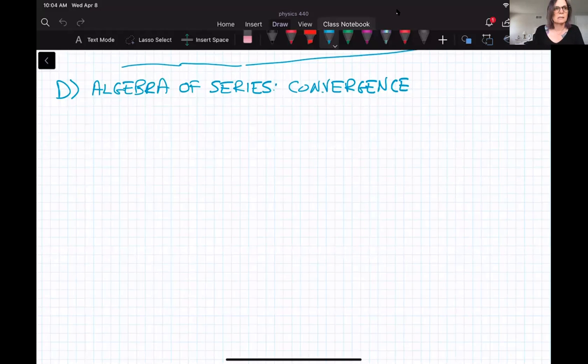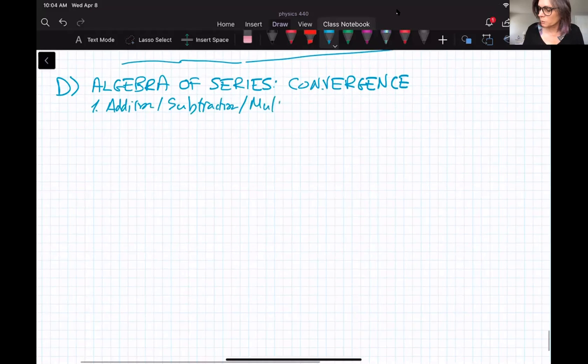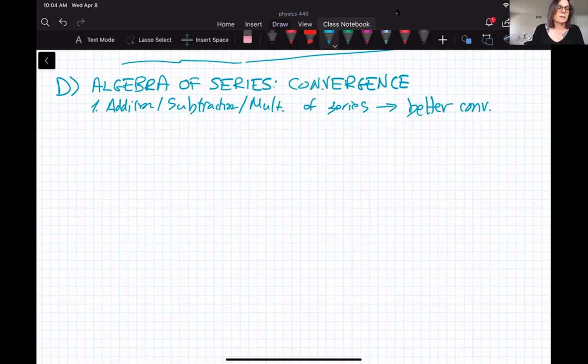I don't have anything that's assigned in the homework right now, but we'll need to use it later, and that's the algebra of series. Namely, what we're looking at is the addition, subtraction, and particularly the multiplication of series in order to get better convergence. In other words, we're going to try and make a series converge faster.